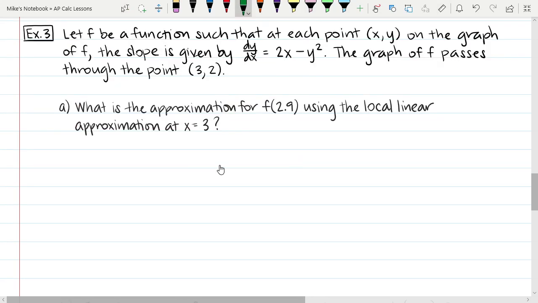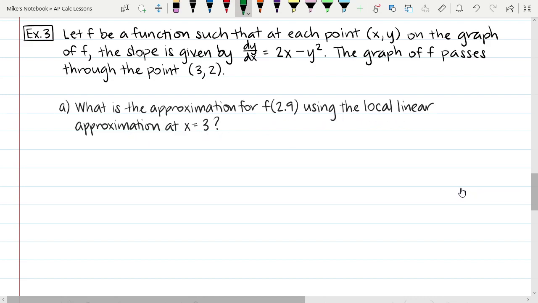All right, looking at another one. So let f be a function such that at each point x, y on the graph of f, the slope is given by dy/dx equals 2x minus y squared. The graph of f passes through the point (3, 2). What is the approximation for f of 2.9 using the local linear approximation at x equals 3?